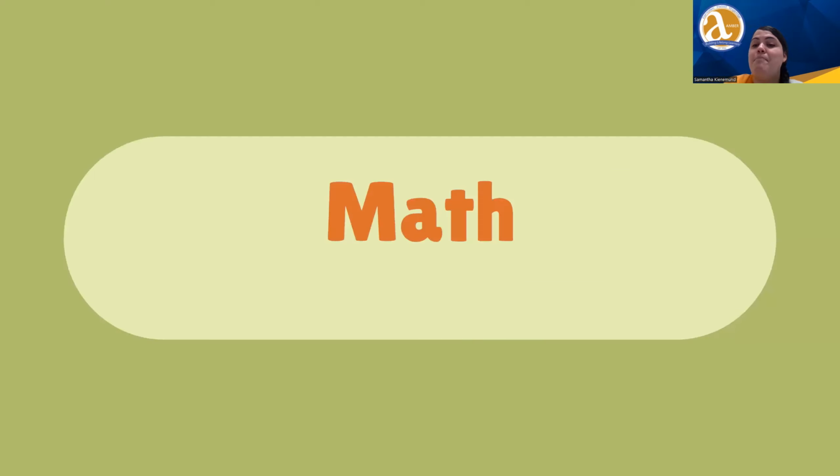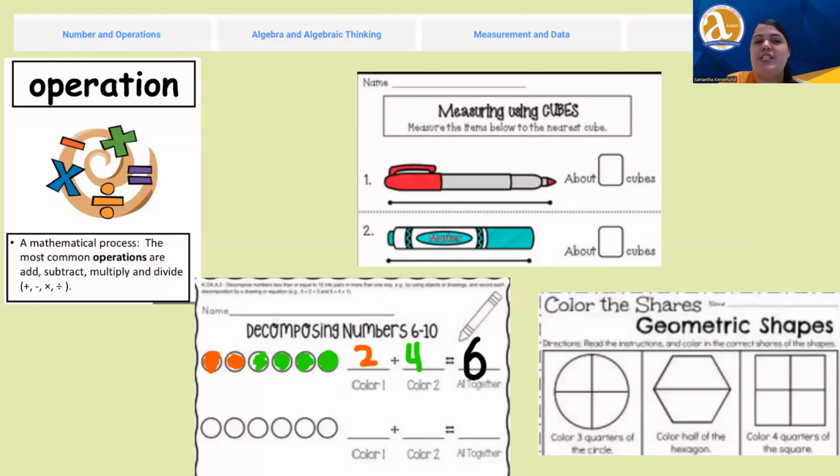Now let's go into the different math domains. We have 4 domains for math. That's numbers and operations, algebra and algebraic thinking, measurement and data, and geometry. Numbers and operations is being able to use and manipulate our different types of operations: multiplication, division, addition, subtraction.